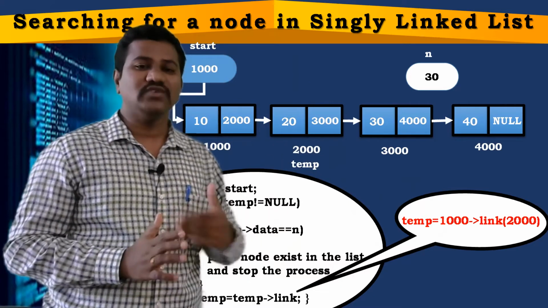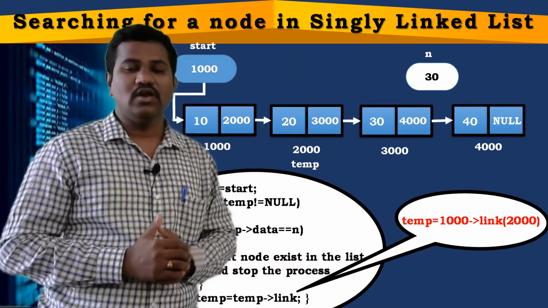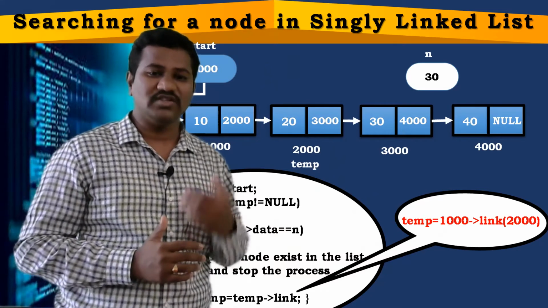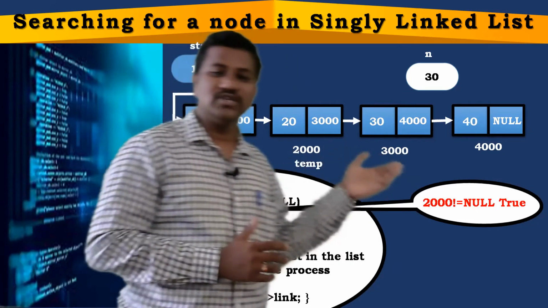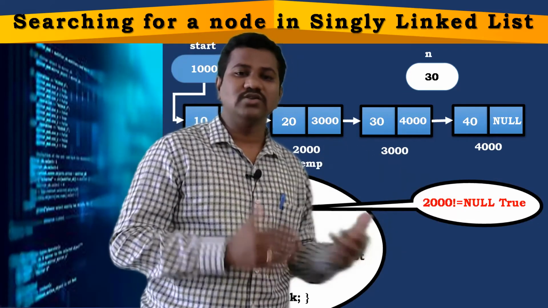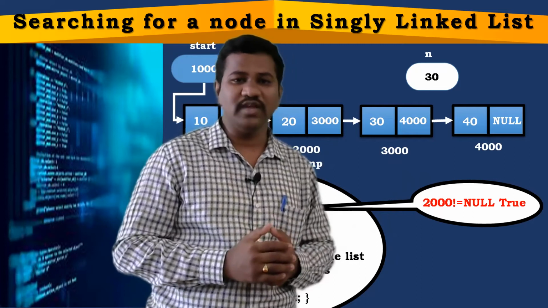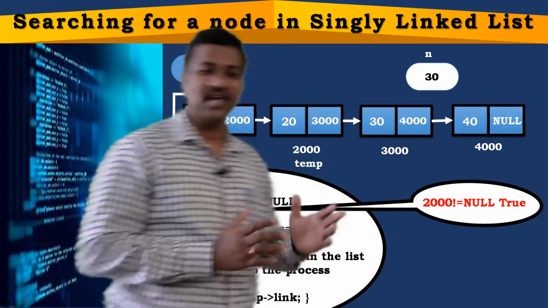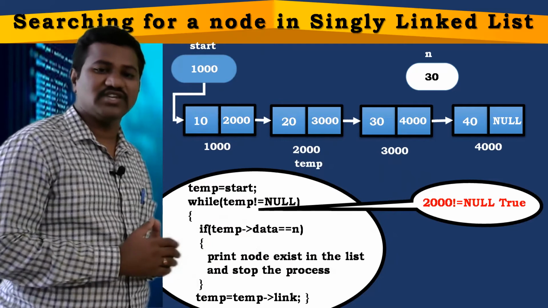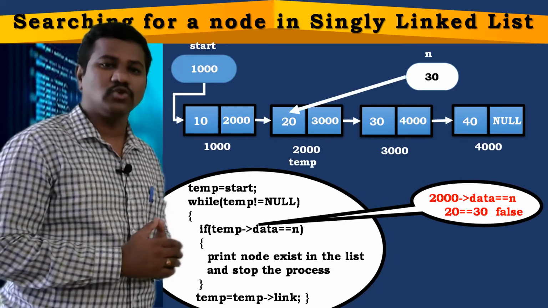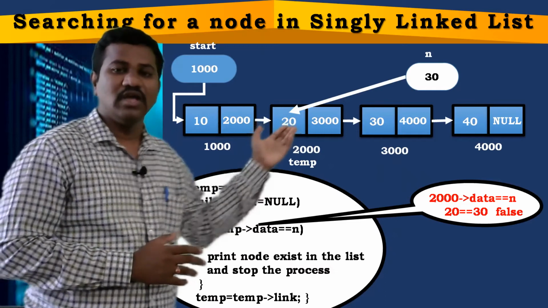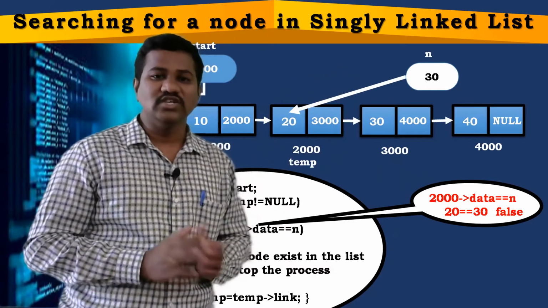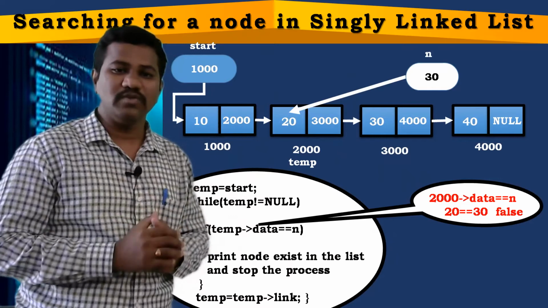After moving from the first node to the second node, now we need to check the while loop condition. That is 2000 not equal to null. The condition is going to be true. If the condition is true, again we check the if part condition. What does the if part say? 2000 arrow data, what do we have here? We have 20. And the n value is 30. So 20 equal to 30 means the condition is again going to be false.